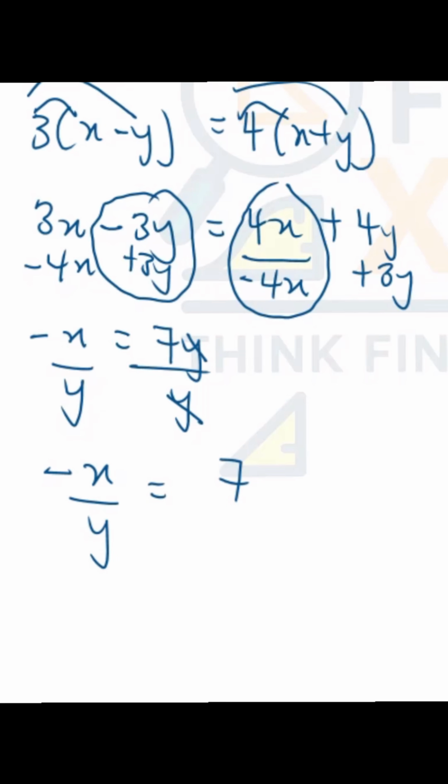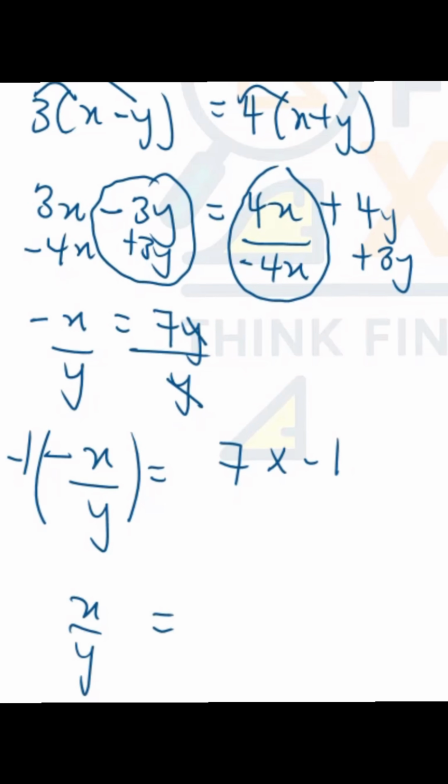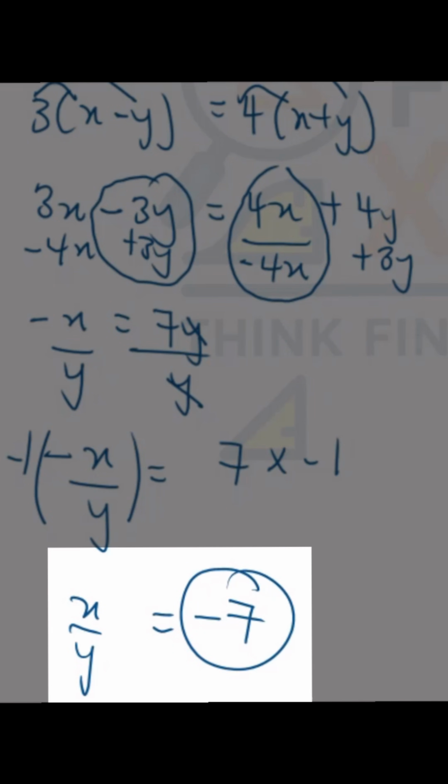But we are looking for x over y, not negative x over y. So what can we do? What we can do is that we can multiply both sides by negative 1. Multiply this side also by negative 1. It's always about balancing the equation. The negative times negative will give us positive. So we have x over y is equal to 7 times negative 1 will give us negative 7. That is the answer to this problem.